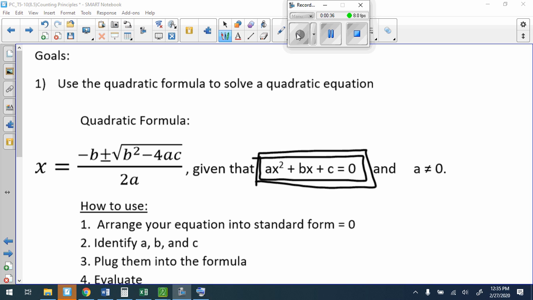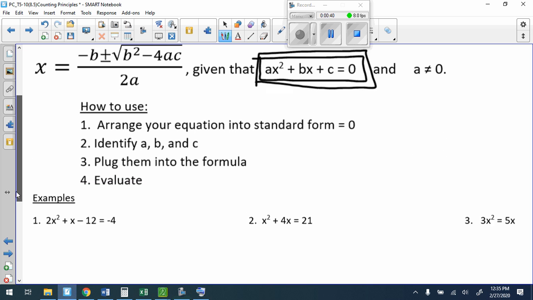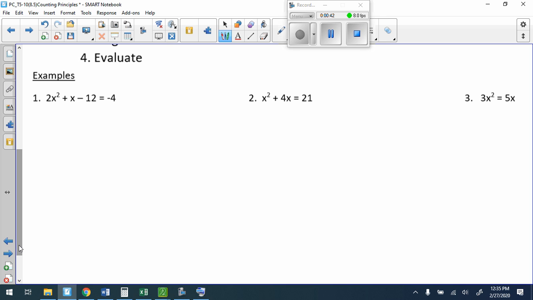I'm going to demonstrate that on two problems, and in the process show a strategy that I use to organize my work. So with this first example, I need it to be equal to 0. So I'm going to add this 4 to the other side of the equation. What I'm dealing with now is the equation 2x squared plus x minus 8 equals 0.